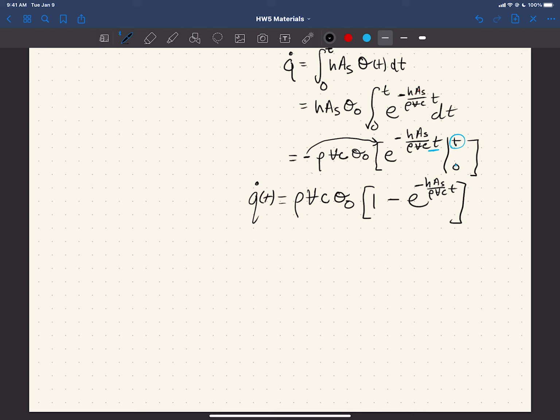But in the problem, they want to know the time that it takes to get to 90% of the maximum. So the maximum is going to be the limit of this as the time goes to infinity. And so what's going to happen there is, as t gets really big, this negative exponential, e to the negative really big power, e to the negative infinity, is going to be 0. And so our q dot max is rho VC theta naught.